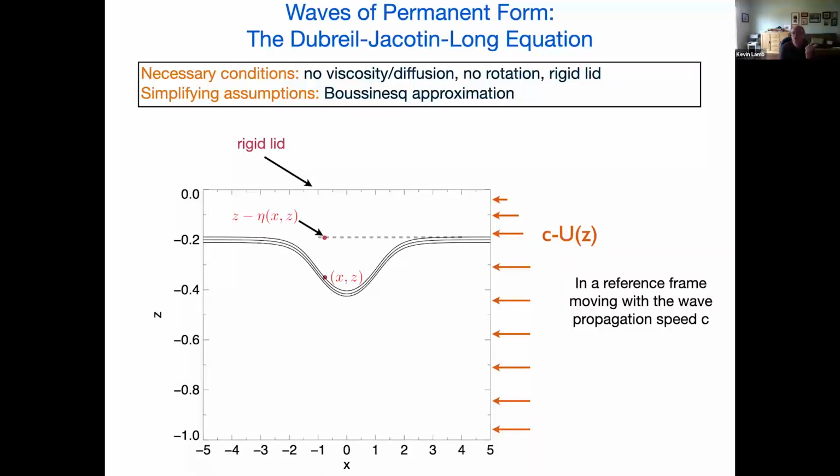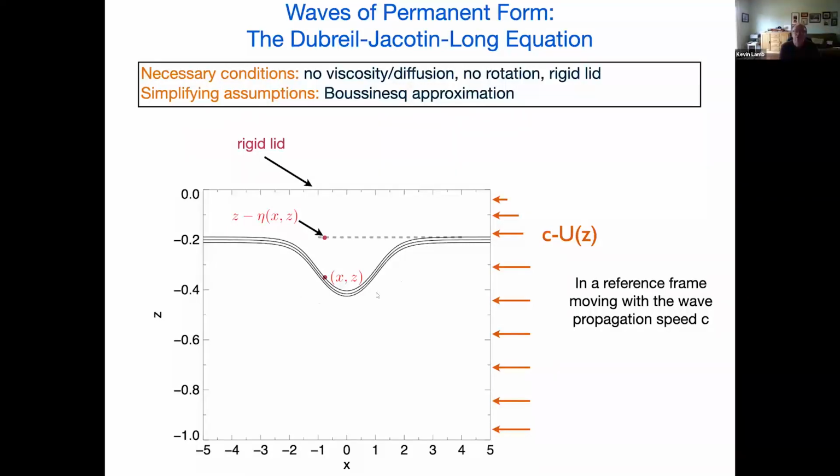There has to be no viscosity and diffusion. There has to be no rotation. So I've neglected the effects of the Earth's rotation, and that's necessary to get fully nonlinear solitary wave solutions of the full nonlinear equations. And you also need a rigid lid. The Boussinesq approximation is a simplifying assumption, so it's not necessary.